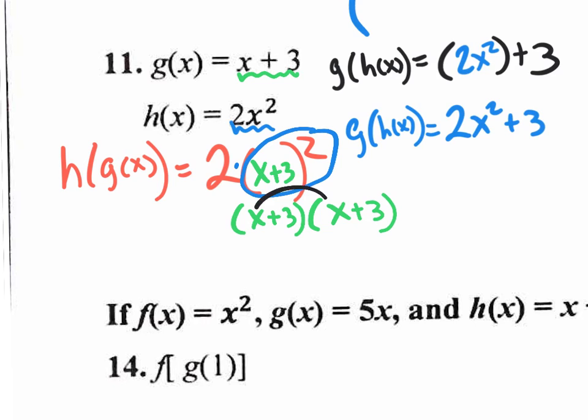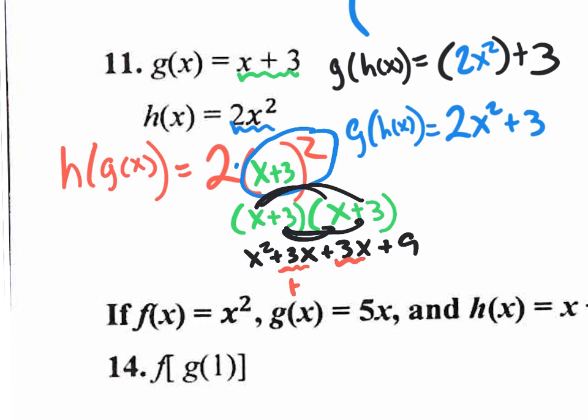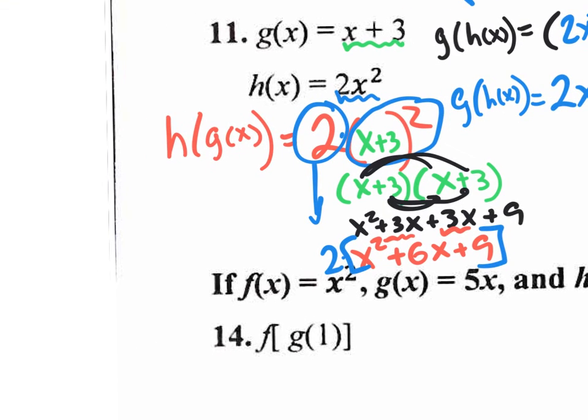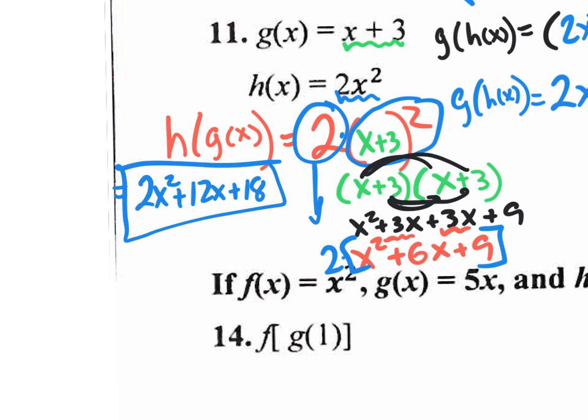You're going to have to distribute. X times x is x squared. X times 3 is 3x. 3 times x is another 3x. And 3 times 3 is 9. Of course, the middle terms combine to give you a plus 6x. You have an x squared in front and a plus 9 at the very end. Let's not forget about the multiplication by 2 out in front. I need to bring that down. Multiply this whole quadratic trinomial by 2, and that'll give you your final answer for h of g of x. When I distribute the 2, I get the final answer, 2x squared plus 12x plus 18. Cool? I hope.